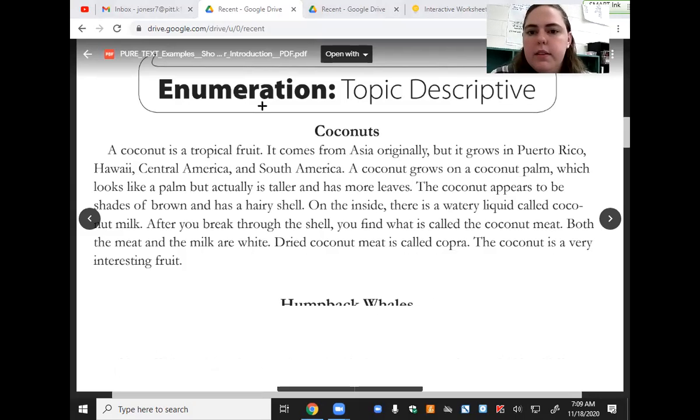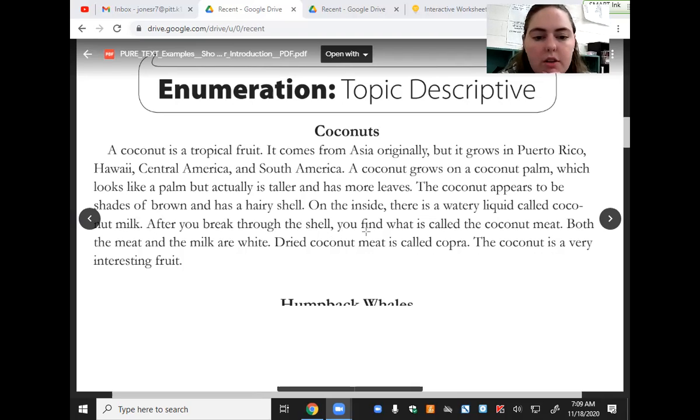So let's read it. And then we will underline where we see descriptive words or how we describe the coconut. So let's see. A coconut is a tropical fruit. It comes from Asia originally, but it grows in Puerto Rico, Hawaii, Central America, and South America. A coconut grows on a coconut palm, which looks like a palm, but actually is taller and has more leaves. The coconut appears to be shades of brown and has a hairy shell. On the inside, there is a watery liquid called coconut milk.